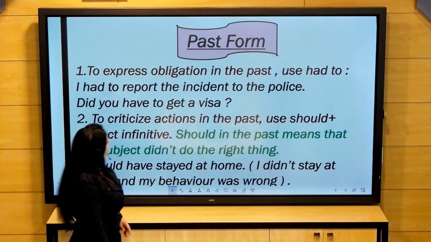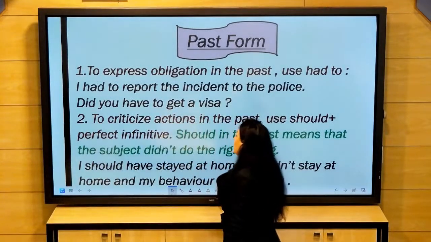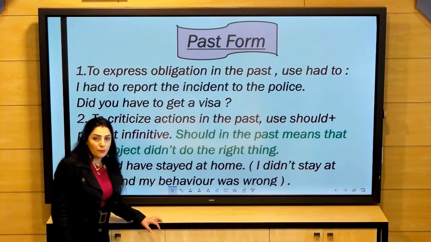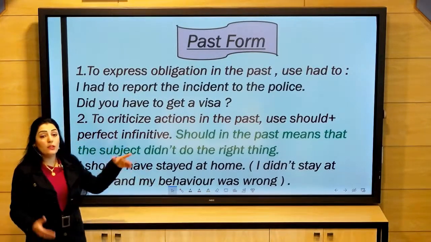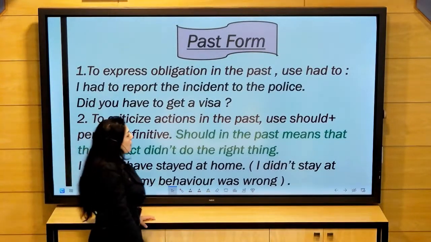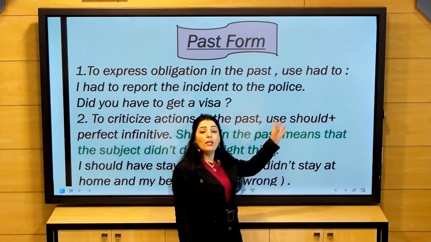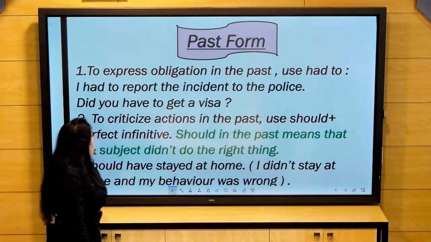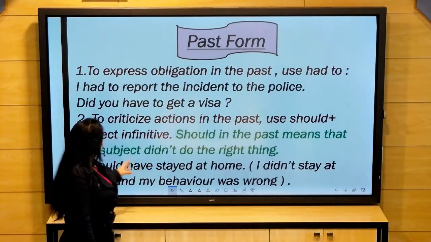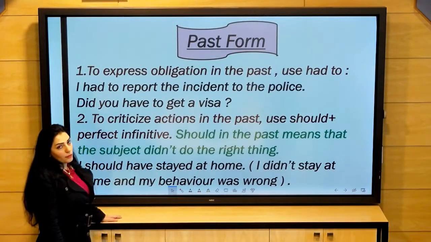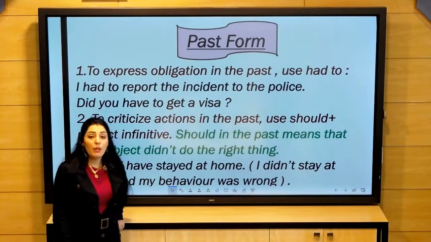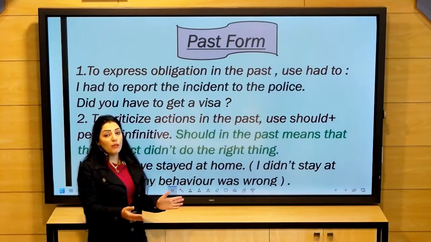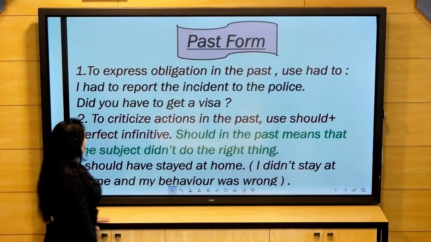Second one, to criticize actions in the past, use should plus perfect infinitives, means use should plus have and verb 3, okay? When you criticize actions in the past, you use should plus have and verb 3, means should plus perfect infinitive. Should in the past means that the subject didn't do the right thing, okay? When you use should in the perfect infinitive, it means that this person you are talking about did not do the right thing.